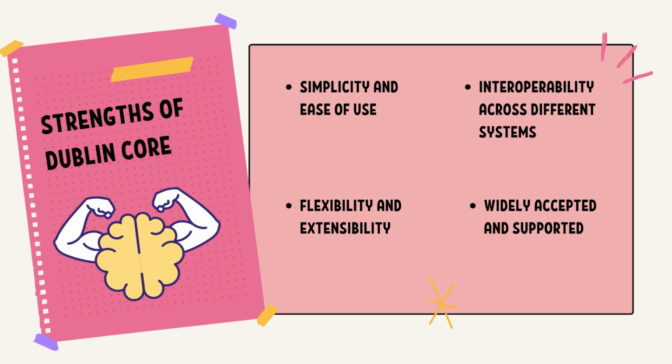The flexibility and extensibility. While it provides a basic set of 15 core elements, Dublin Core can be extended to include additional elements, allowing it to adapt to the needs of different communities and applications. Interoperability across different systems. Now, Dublin Core is widely adopted and recognized, which enhances its ability to facilitate interoperability between various metadata systems. This makes it easier for organizations to share and integrate metadata.